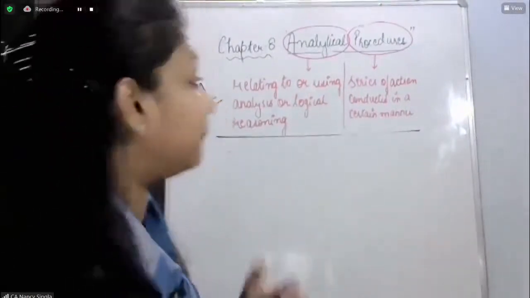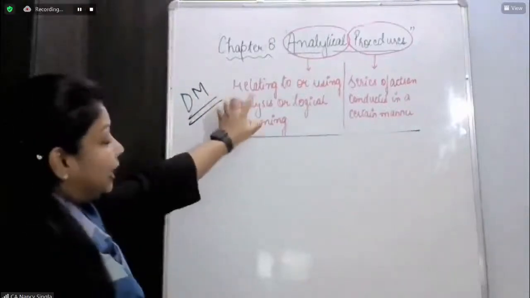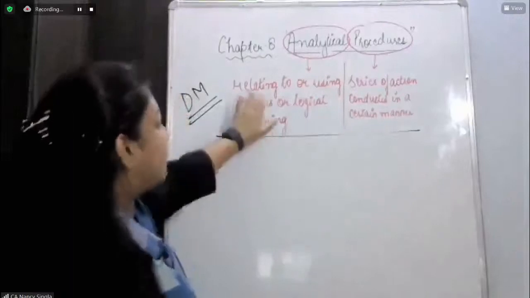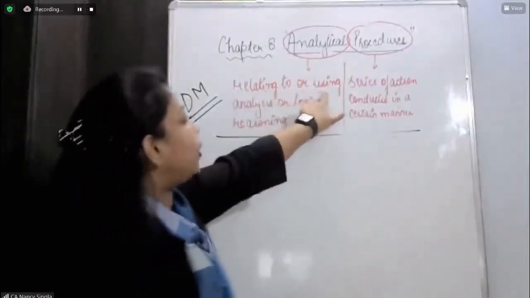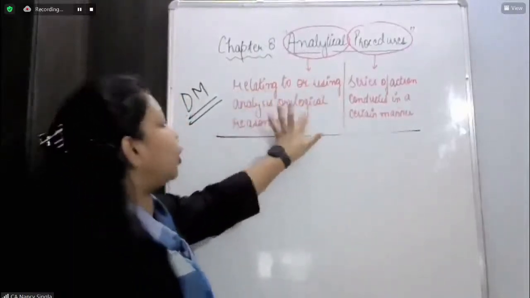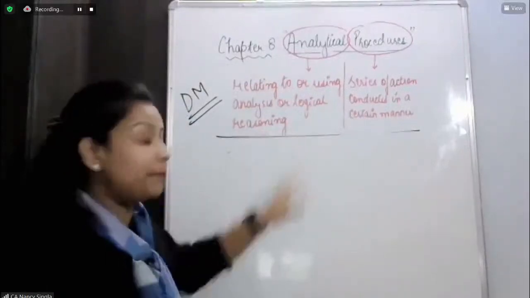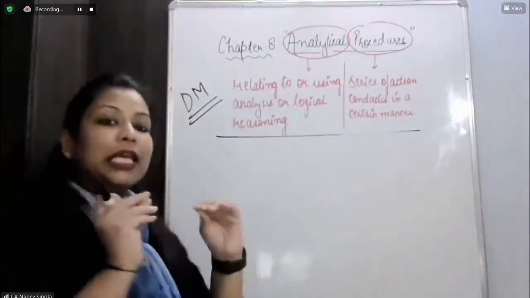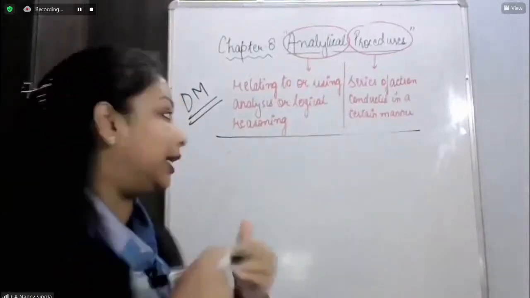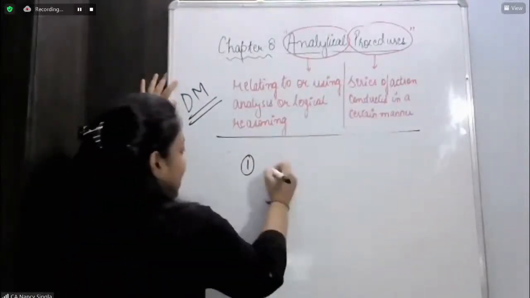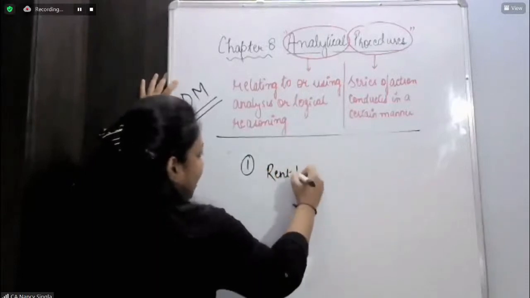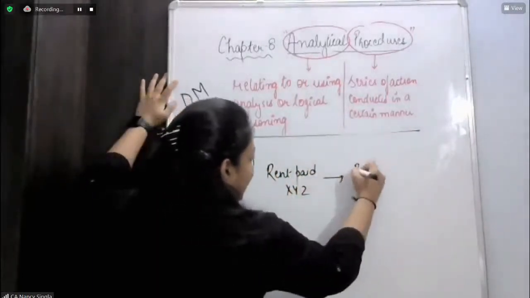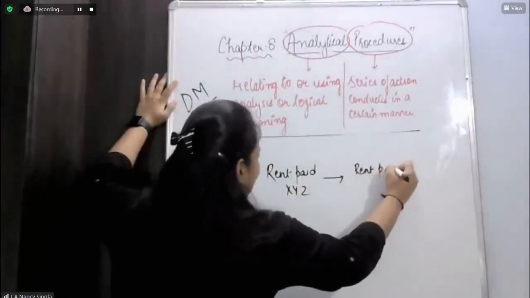So let us start. See, the dictionary meaning says analytical is relating to or using analysis or logical reasoning. Okay? Now what is meant by that? See, what the auditor did in our first case, he compared the rent paid by XYZ Limited with the rent paid in the industry.